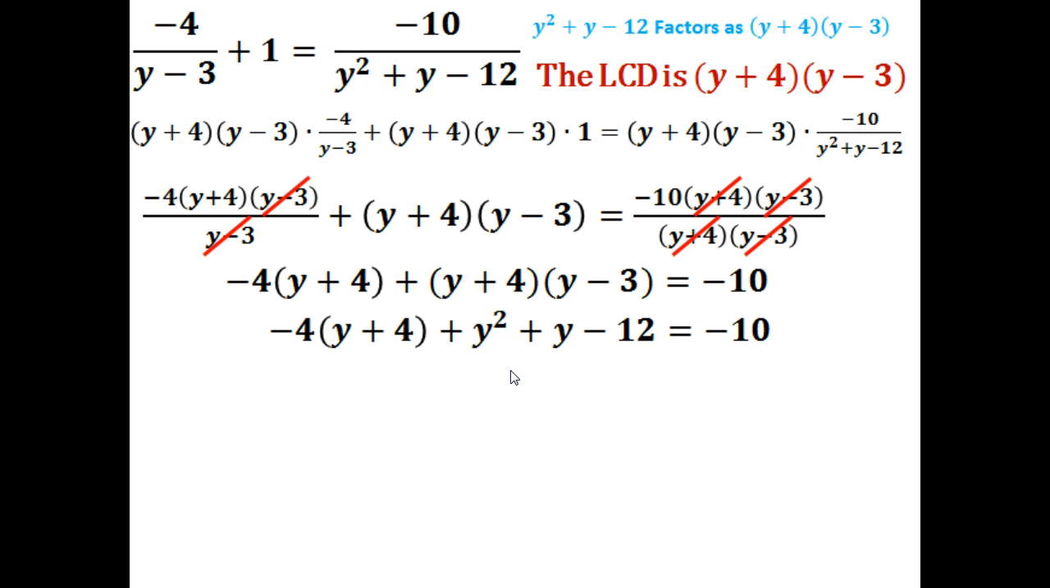Next, what we need to worry about is distributing this negative 4. And remember, the negative 4 goes to the y as well as this 4 over here. So we'll distribute that one out now. That gives me negative 4y minus 16.